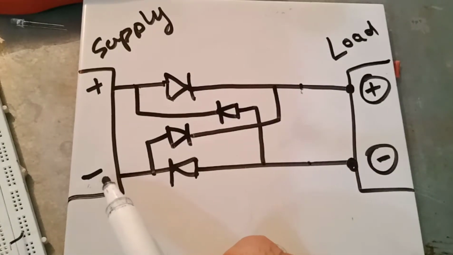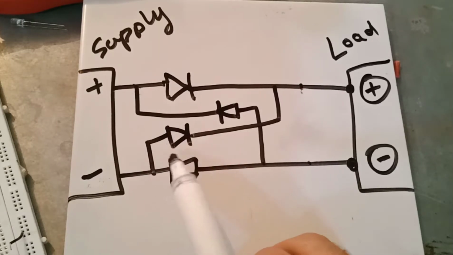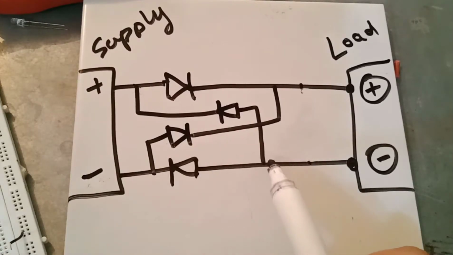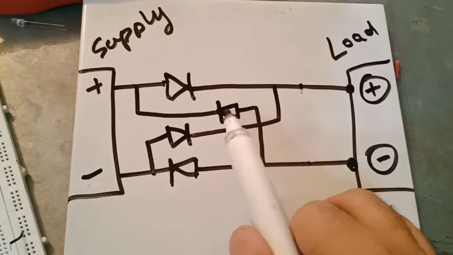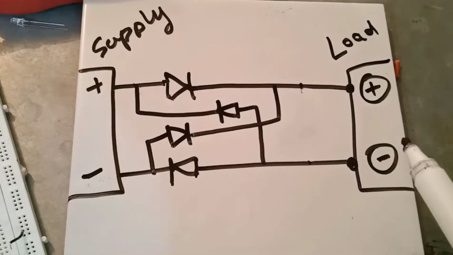So we can see negative current when it comes to this junction. We can see this diode is in forward bias. So negative current is not going to flow in that direction. Instead, it will flow in this direction. Once again, when it comes to this junction, we can see once again this diode is in forward bias. So the negative current is going to just reach the negative side of the load.